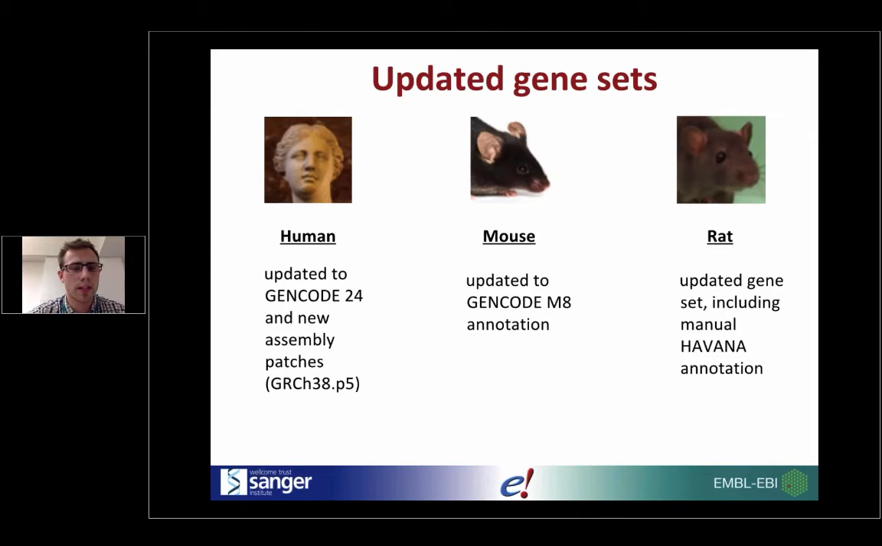In Ensembl 83, we have updated gene sets for human, mouse, and rat. For human, we've updated to GENCODE 24, and we have new assembly patches as well. For mouse, we've updated to GENCODE M8 annotation, and for the rat, we have an updated gene set, including manual annotation from Havana.